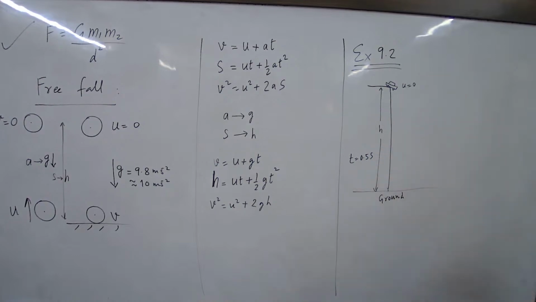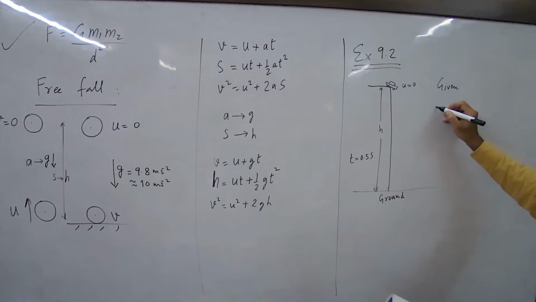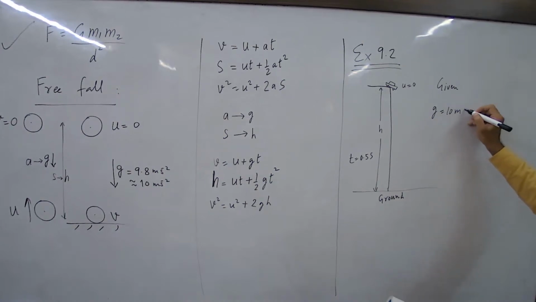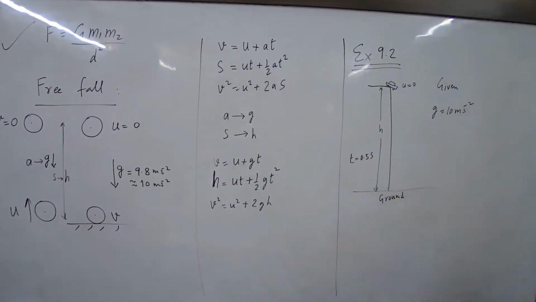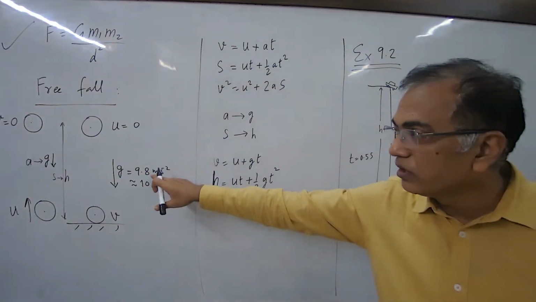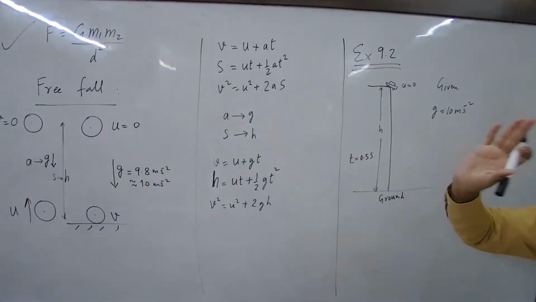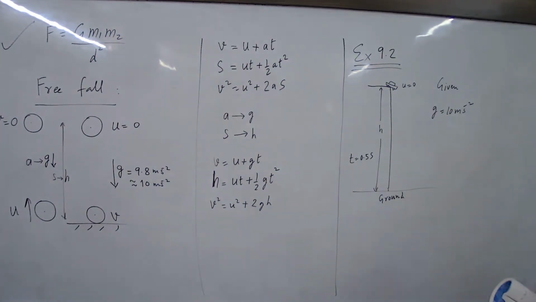It falls. Let g is equal to 10 meter per second square. So in this question, g is given as 10 meter per second square. This is given. For simplifying the calculation, that is also mentioned, why they are taking g as 10. Okay. So it is clearly mentioned, so you take this. If it was not mentioned, then you would take by default 9.8.